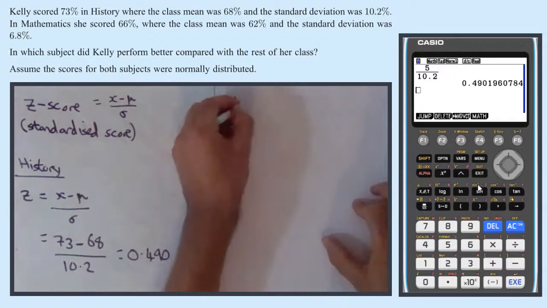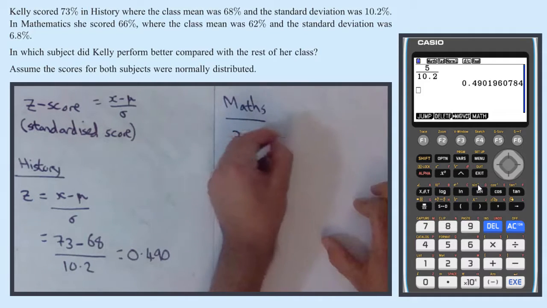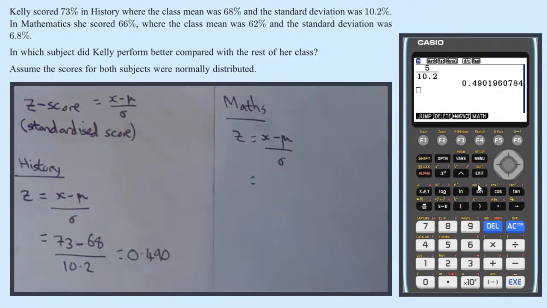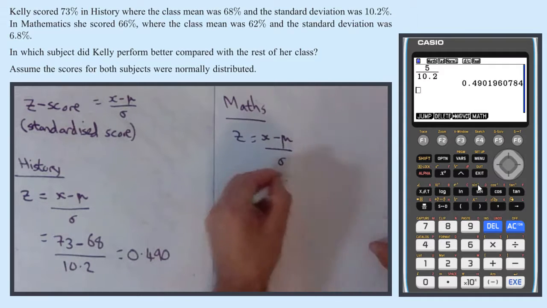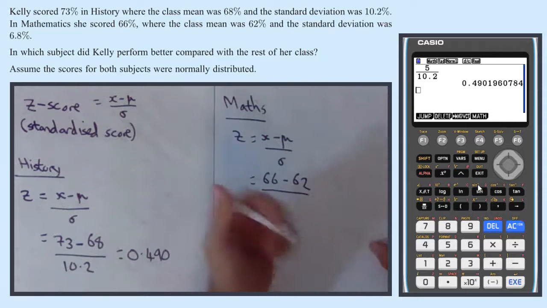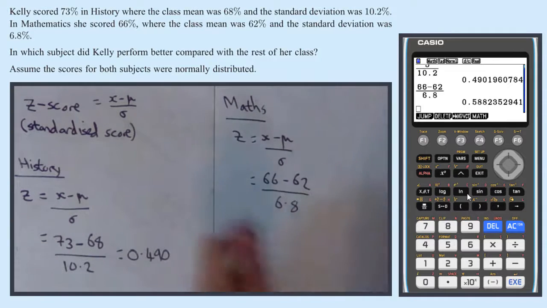Maths. Right, Z score equals x minus mu over sigma. In maths she got 66%, the mean score in maths was 62, over, and the standard deviation is lower, so 6.8%. Okay, 66 minus 62 over 6.8. And that gives us an answer of 0.588.